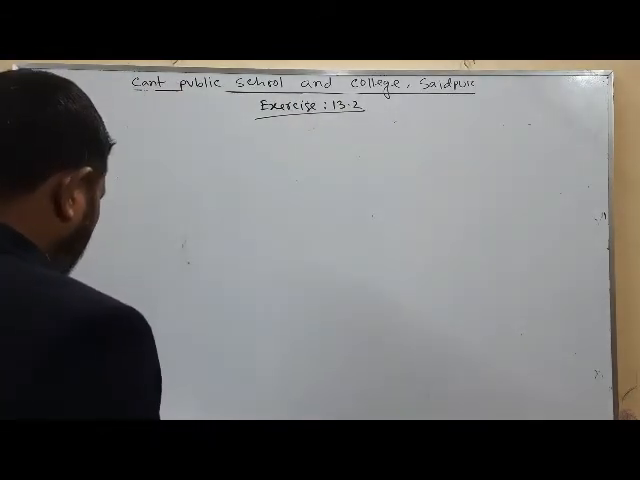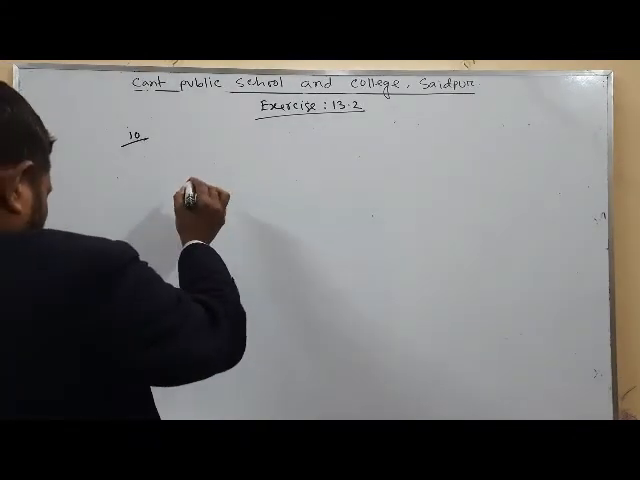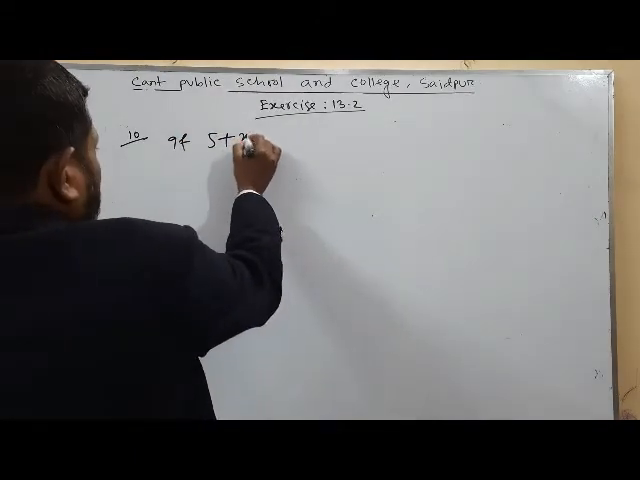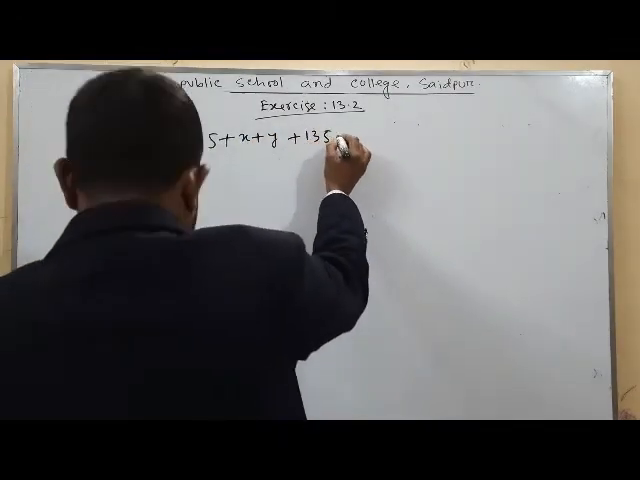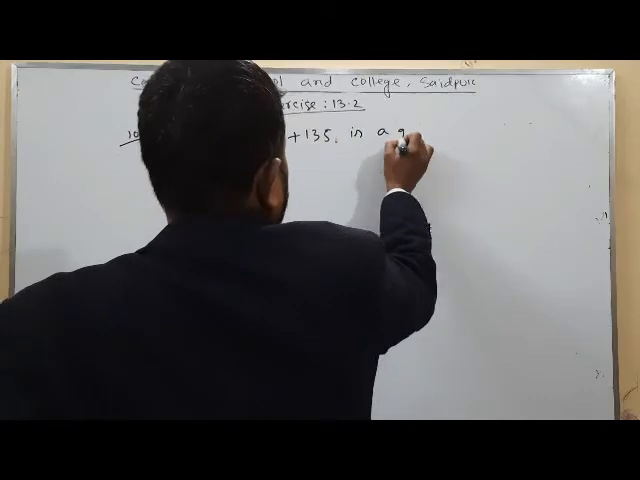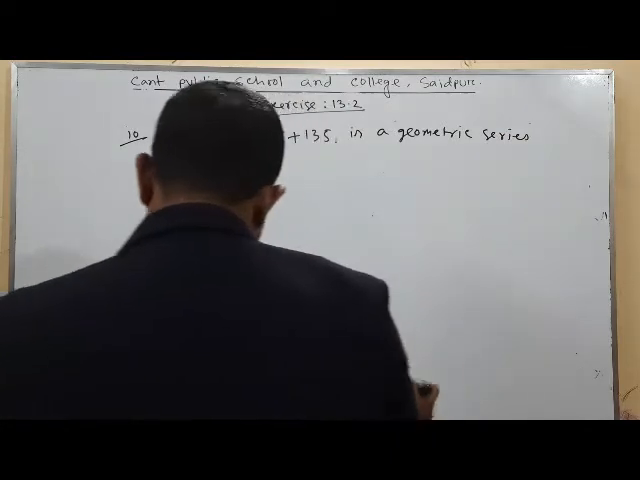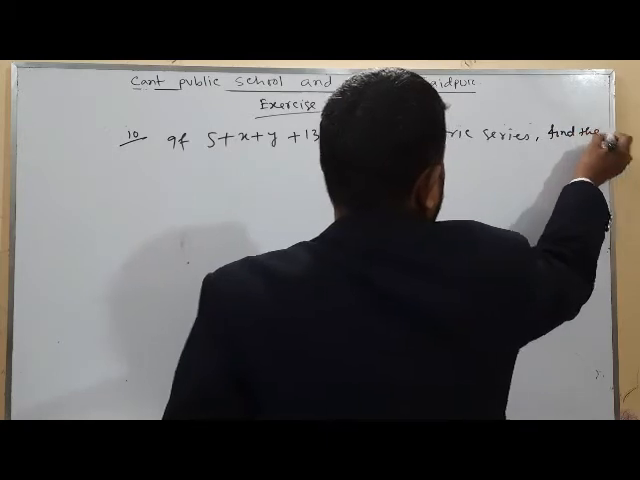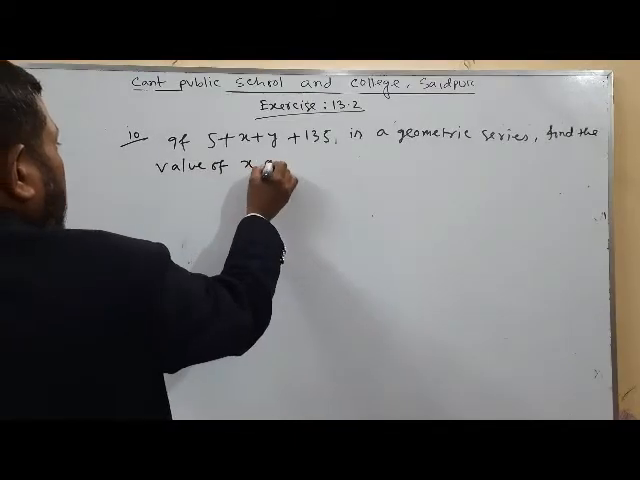Very easy. I will discuss another one. Question 10. If 5 plus x plus y plus 135 is a geometric series, find the value of x and y.